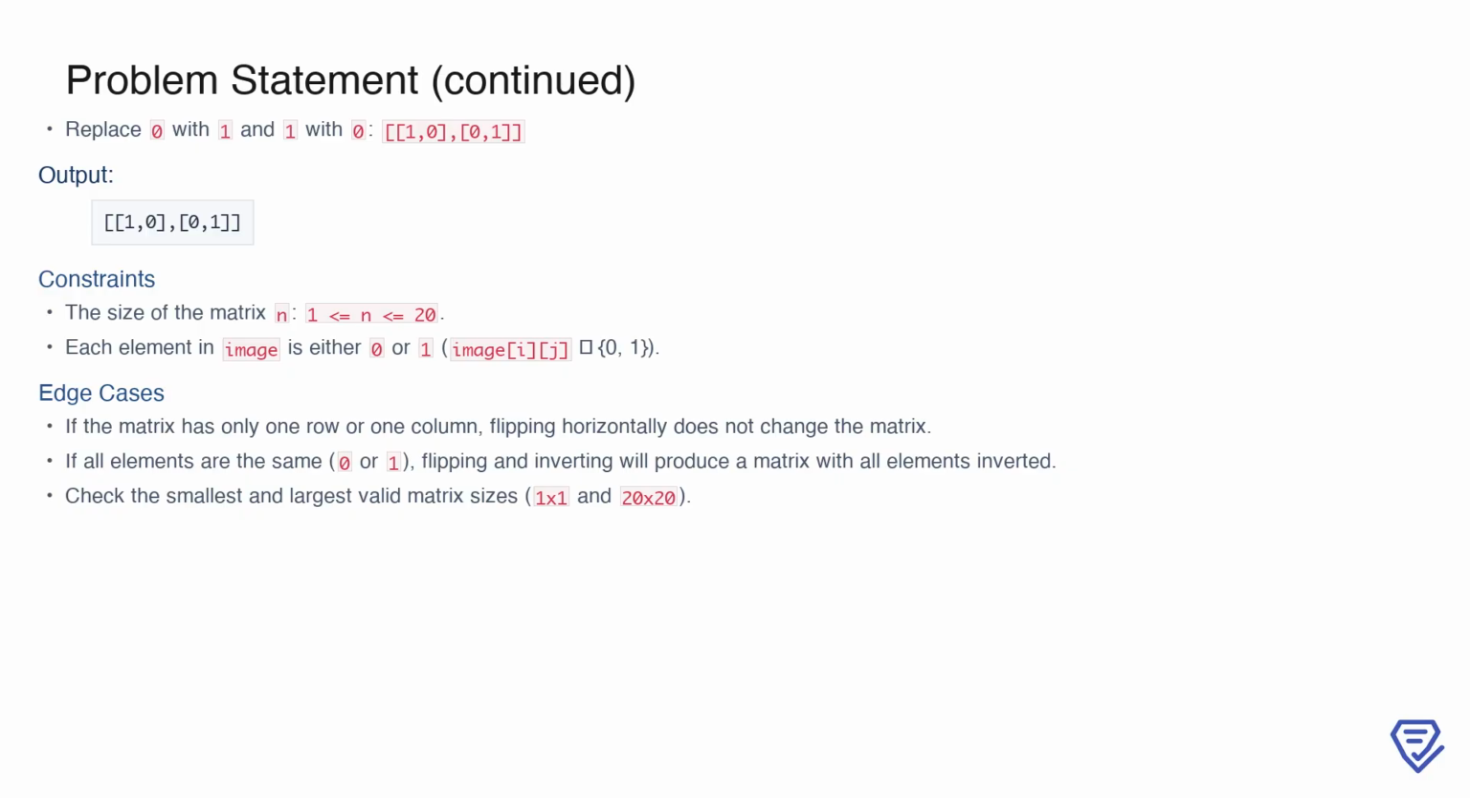To summarize, the constraints of the problem specify that the matrix size will be between 1x1 and 20x20. It's important to consider edge cases, such as when the matrix has only one row or column, or when all elements are the same. These scenarios can help ensure your solution is robust and handles all valid inputs correctly.